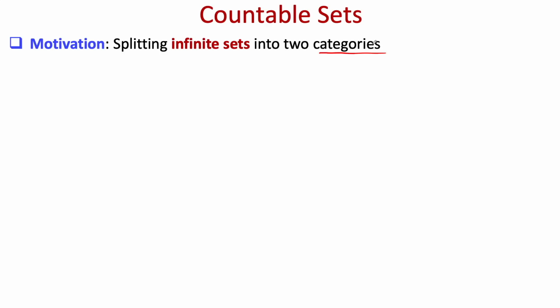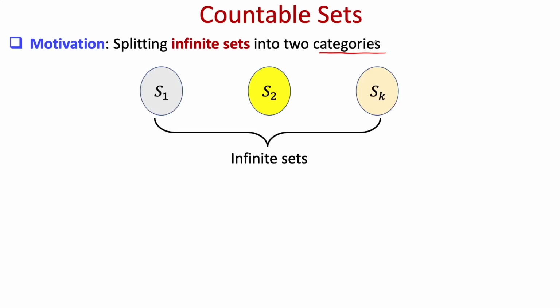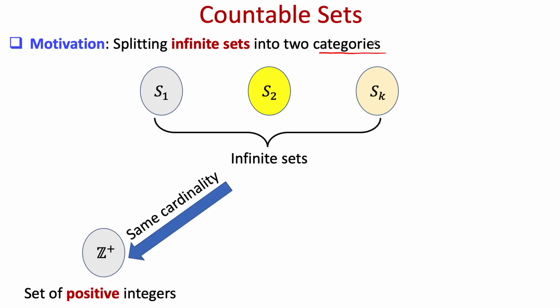Okay, what are infinite sets? On a very high level, they are sets which have an infinite number of elements. There might be several infinite sets possible, right? The set of integers, the set of real numbers, the set of irrational numbers, and so on. So we want to categorize these infinite sets into two categories: sets which have the same cardinality as the set of positive integers, and the set of positive integers is denoted by this notation Z plus.